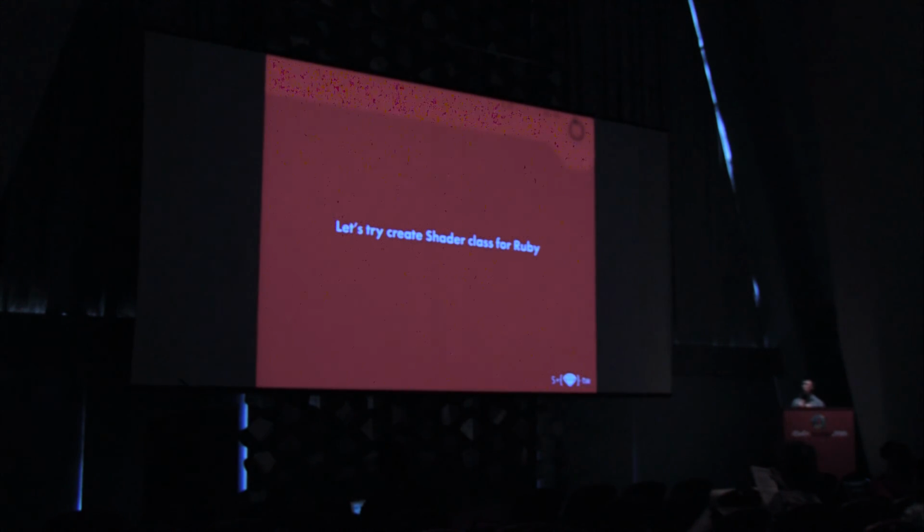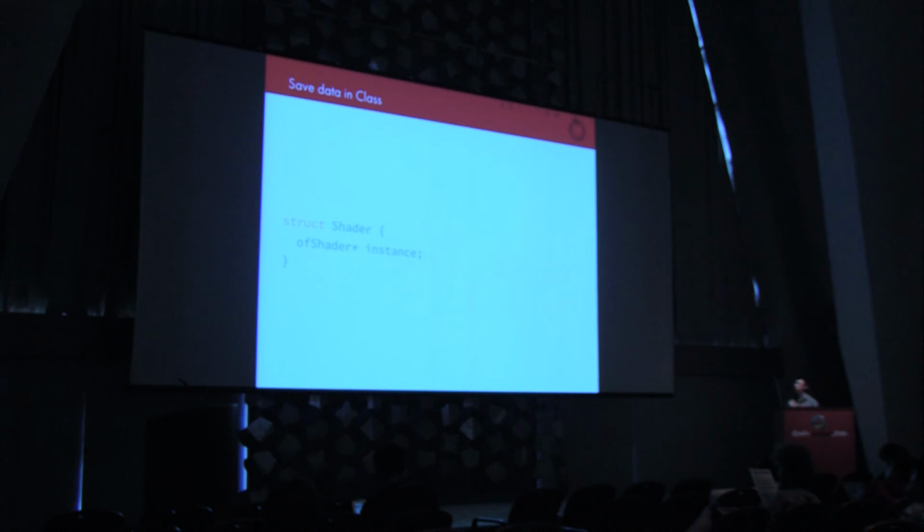But if we want to create a tool class for Ruby, we still have to save the data in Ruby. So I created my example of how to create a shader class for Ruby in openFrameworks. First, I need to define a structure to save the data. I tried to directly use the ofShader class for Ruby, but I had some problems. So I changed my code to look like this.